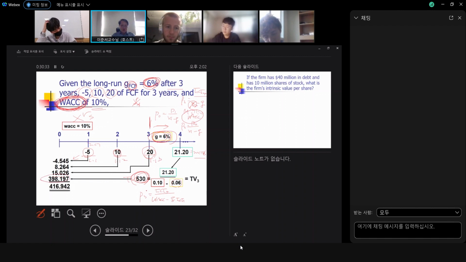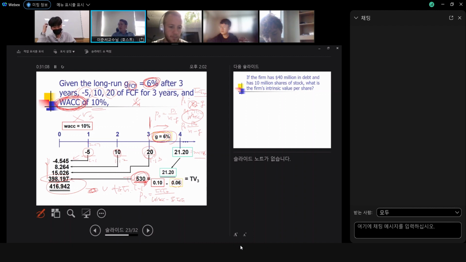398.197 is 530 divided by 1.1 to the power of 3, right? Don't be confused by the 3, okay? And if we sum up the present value of each free cash flow that happened in the first year, second year, third year, and then forever, it's going to be $416.942 million. This is the total value of the entire firm.